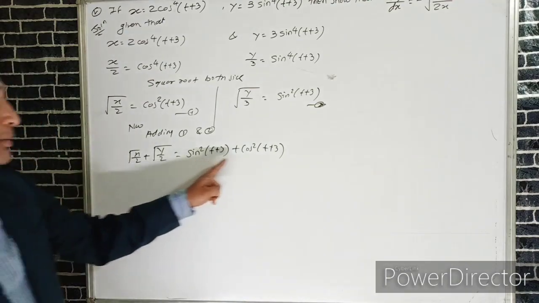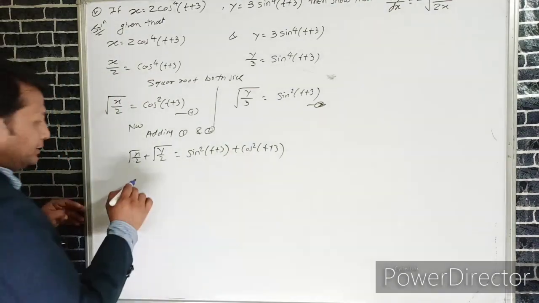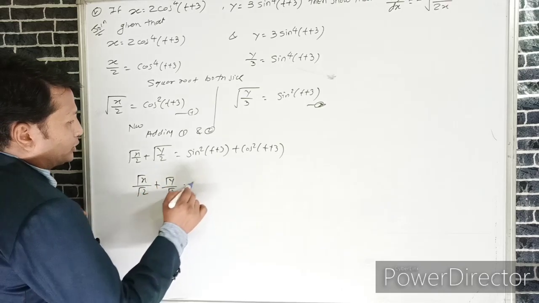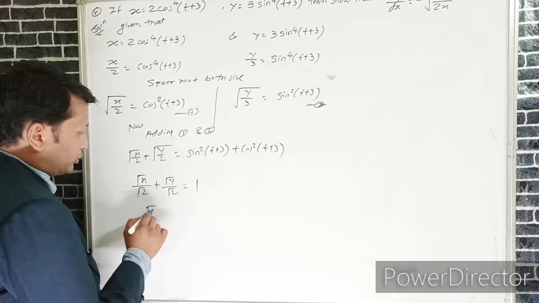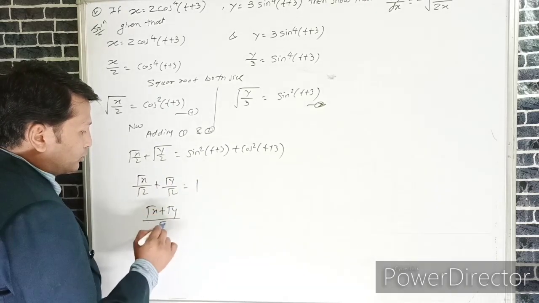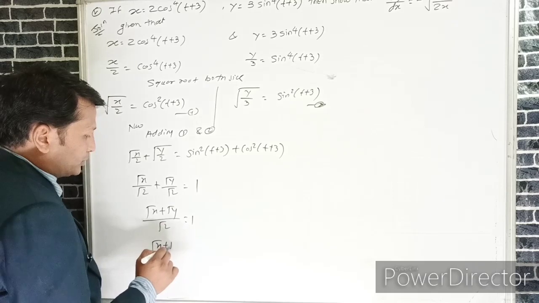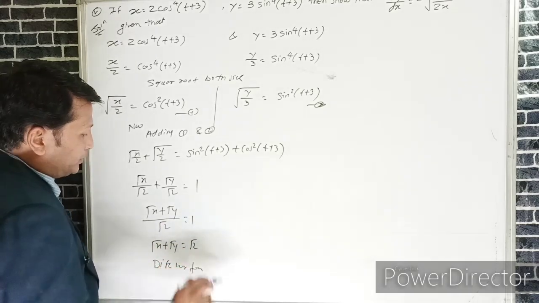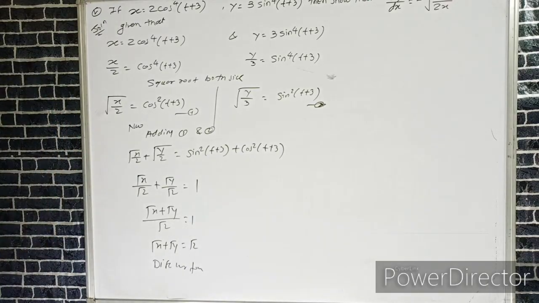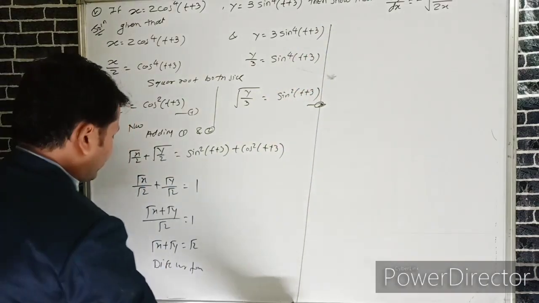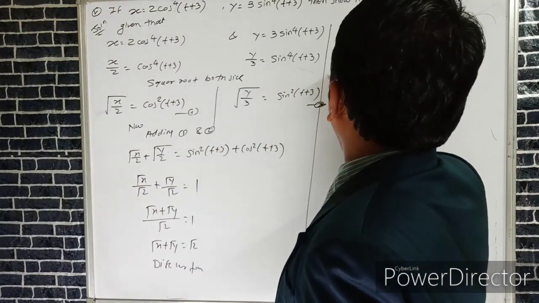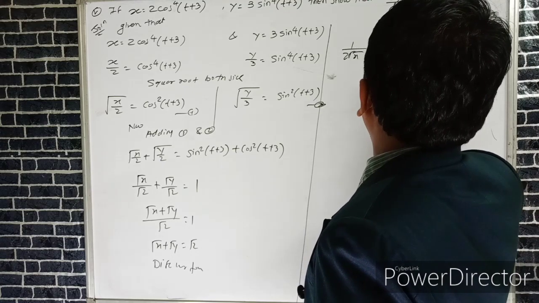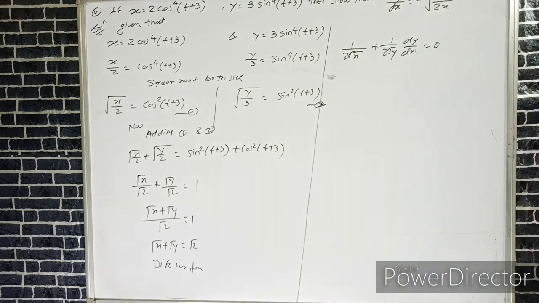We know that sin square theta plus cos square theta is equal to 1. Again we can write under root x by root 2 plus under root y by root 3 is equal to 1. If we shift this root 2 across, root x plus root y upon under root 2 is equal to 1, so we can write root x plus root y is equal to under root 2. Now if we differentiate with respect to x, we can write the derivative of root x, which is 1 upon 2 root x, plus 1 upon 2 root y dy by dx, and the derivative of a constant function is 0.